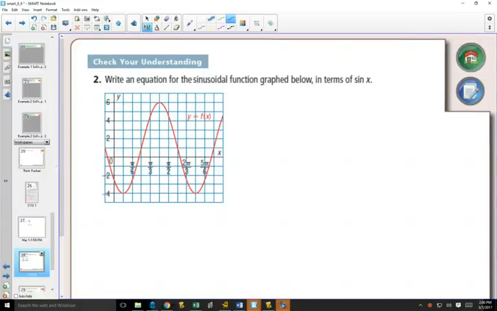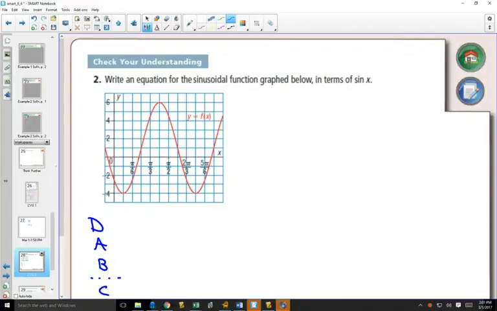And this is working the other way. We have a graph. Can we write the equation? So in the same way that we graph it, we kind of work backwards from that and say, can we look at this and can we tell what the center line is? Can we tell what the amplitude is? And if we know the period, can we work backwards to find our b value?